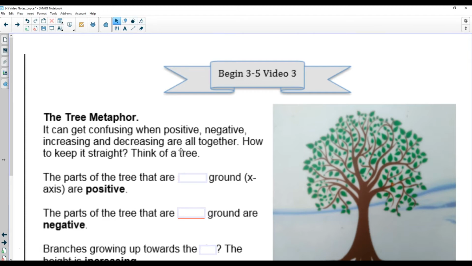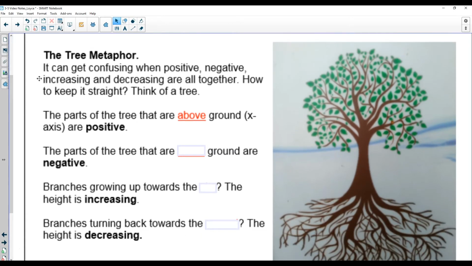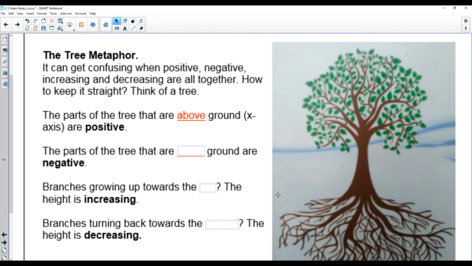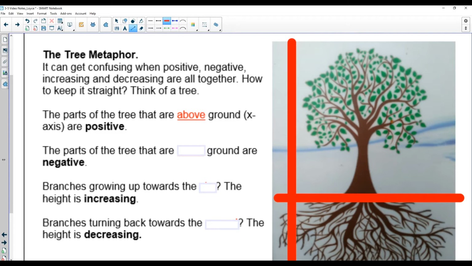So here's how we keep it straight. The parts of a tree that are above ground are positive. So if you think of the ground as being your x-axis, okay, so let's draw an x-axis here. Here's my ground. Okay, and then let's just put the y-axis over here. If I think of the ground as the x-axis, then anything that happens above that ground would be positive.